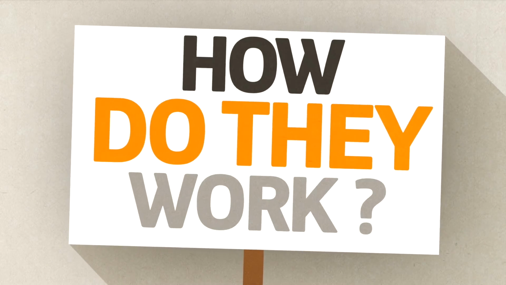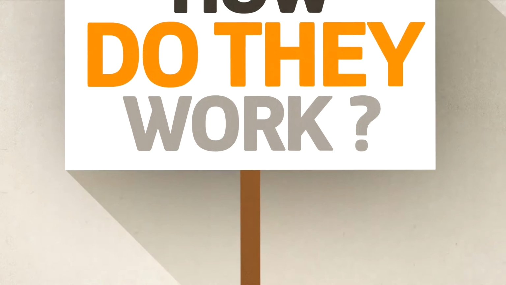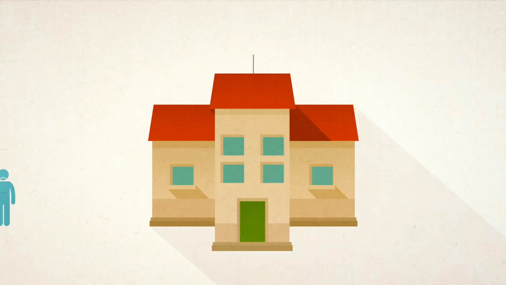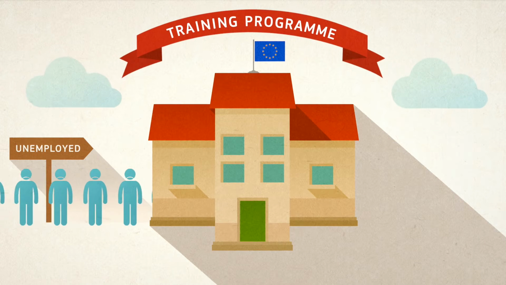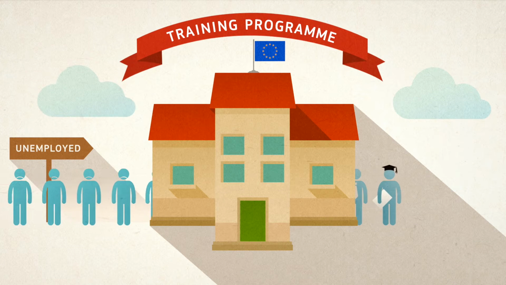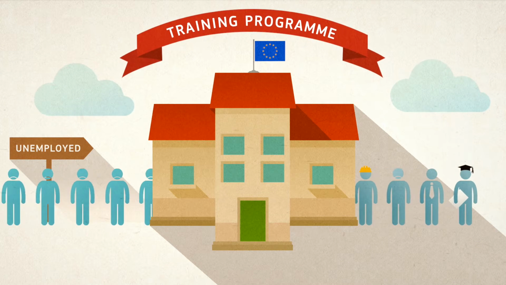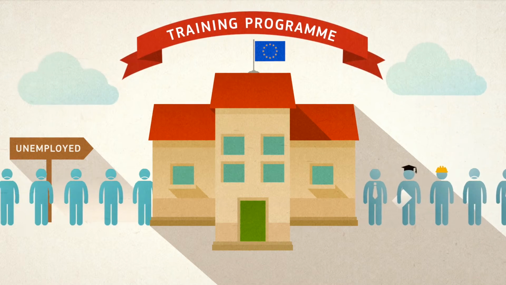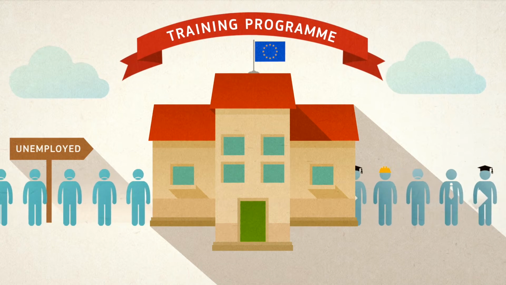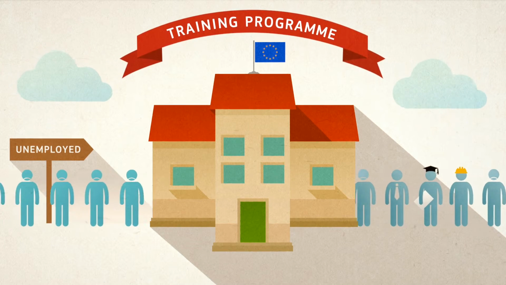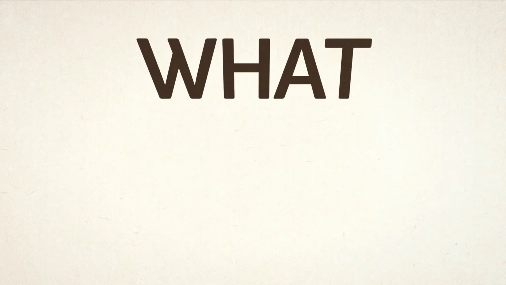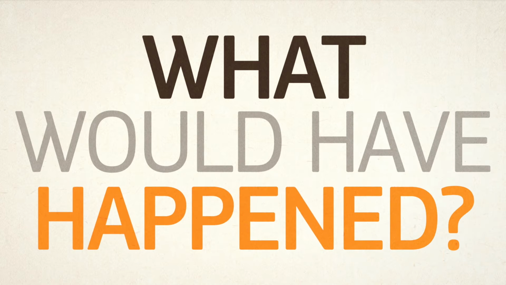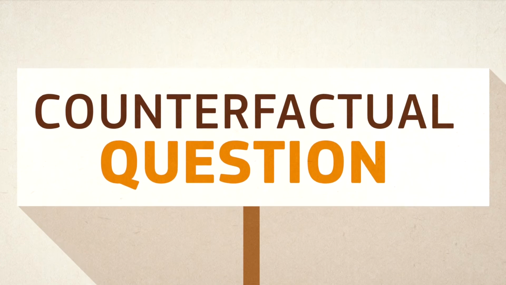How do they work? Let's think about a possible situation. The European Union funds a training program to help the unemployed find a job. They can choose to participate in this program and learn a foreign language or improve their computer skills. How do we know that this training is effective? To measure the impact of the training, we need to ask, what would have happened to the participants had they not taken the training? This is the counterfactual question.